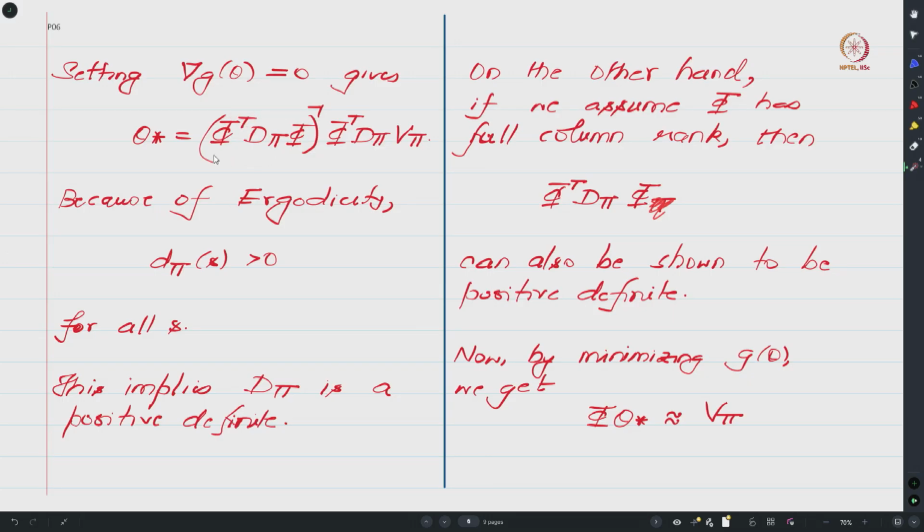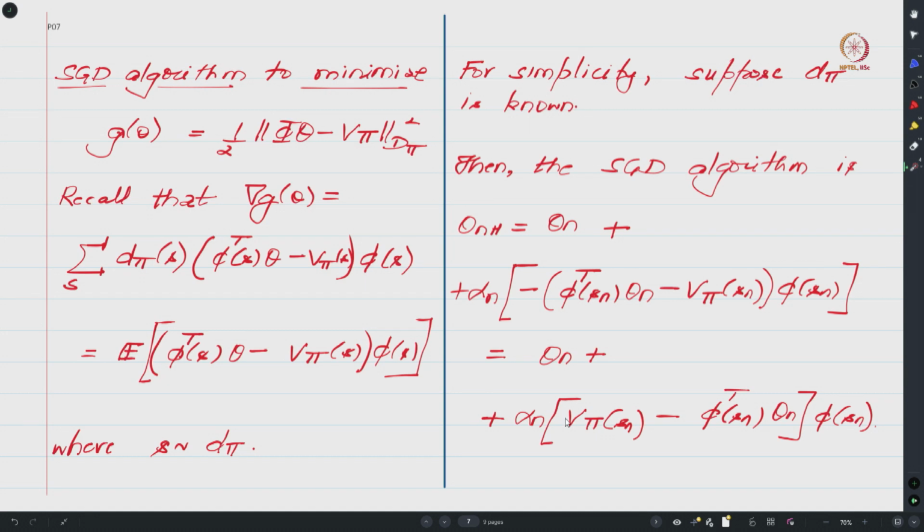And one can see that if we minimize g theta, we will end up with this theta star, and hence our candidate approximation for v pi would be phi theta star. So if we manage to solve this problem, the hope is that we can find phi theta star and that would be our approximation for v pi. Now let us see if we can indeed minimize this objective function. In particular, can we design a stochastic approximation algorithm to minimize this objective function?